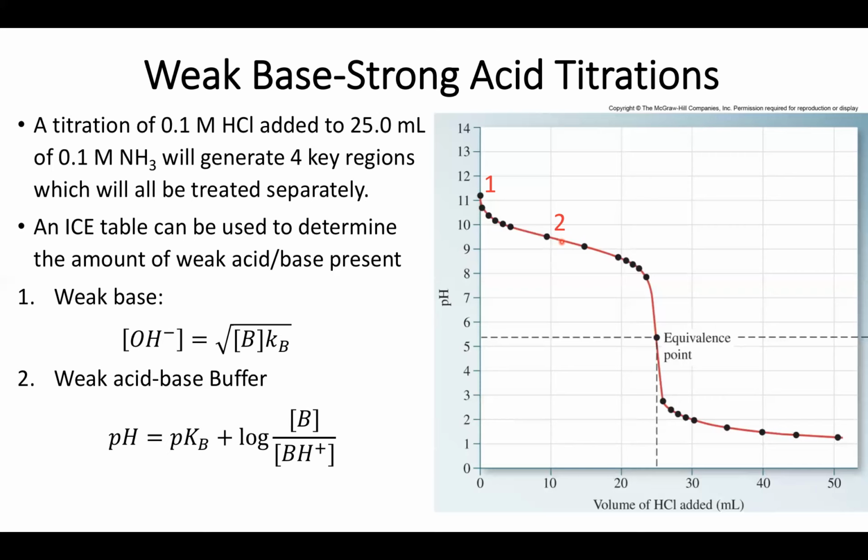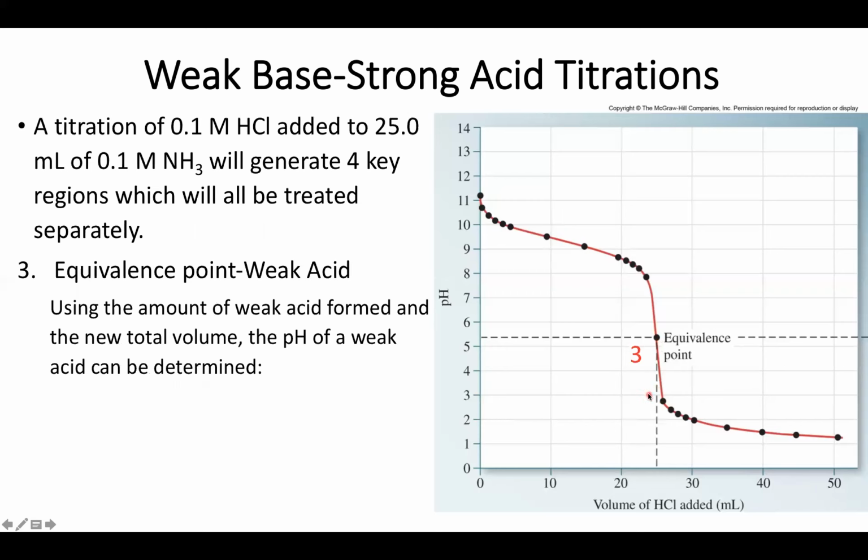So from here, we can end up adding one full equivalent of our HCl. At this point, all of the ammonia will be turned into ammonium, and we will have a simple weak acid system because the only acid-base component present will be that ammonium weak acid. And from here, you can determine the proton concentration based on the concentration of the weak acid formed and the equilibrium constant for that weak acid decomposition.